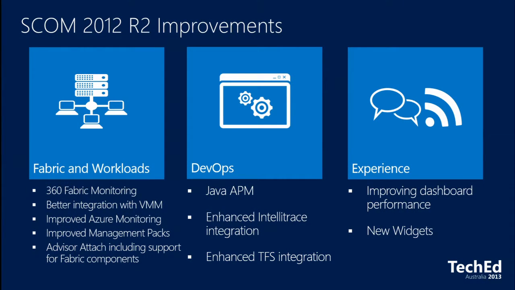So in R2, the main improvements really, there's not a lot, to be honest with you, but from what I've seen, the Java APM really is the main thing. So in 2012 SP1, we do the .NET monitoring using the APM, but now they're bringing in Java. So we can monitor .NET and Java applications as well in exactly the same manner. Improved dashboarding and improved integration with VMM, and like I said, the Azure Management Pack is going to actually get improved because it's still in preview.